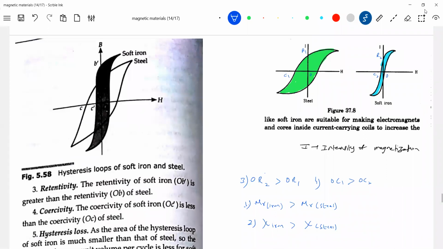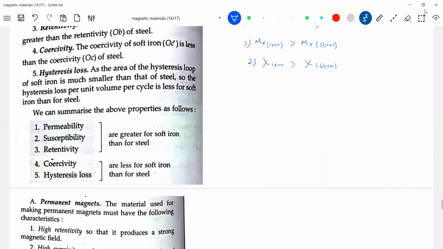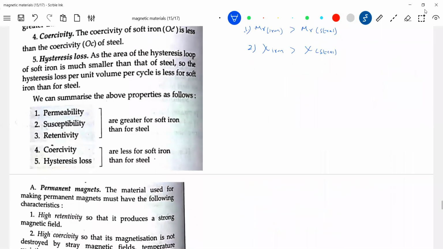Okay, let's come to this. So I have this much information. Now I'll come to this one. Permeability, susceptibility, retentivity are greater for soft iron than for steel; coercivity and hysteresis loss are less for soft iron than for steel. Like this, we'll categorize and keep it.